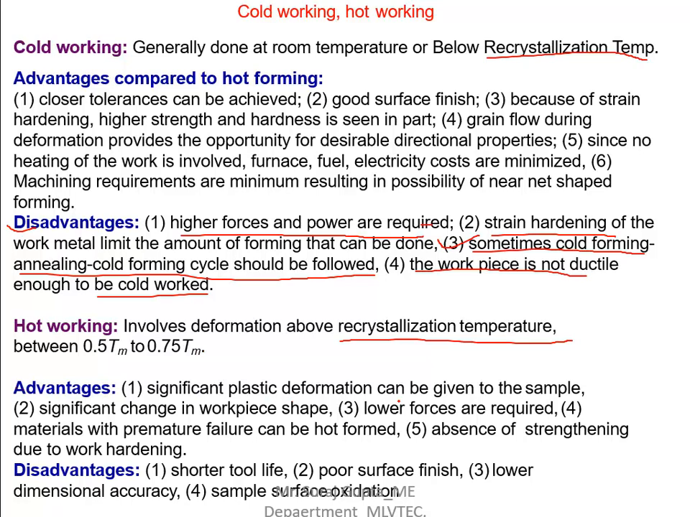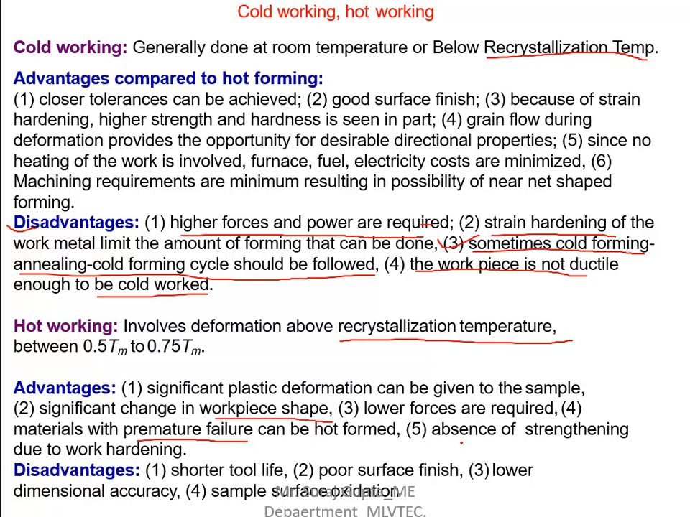Advantages: significant plastic deformation can be given to the sample. Second is significant change in the workpiece shape. The first and second points are almost the same. Lower forces are required. The third point is also connected with the first and second points. The fourth is that material with premature failure can be hot formed. Premature failure means if there is some failure inside the material, we can see the failure before applying the hot working process.